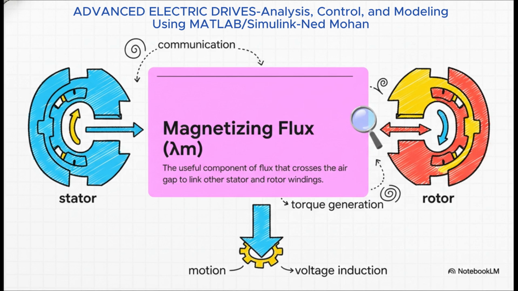It's the component that successfully makes the jump across the air gap from the stator to the rotor. This is the flux that's responsible for inducing voltage, for producing torque. It's the critical communication link between both parts of the machine.